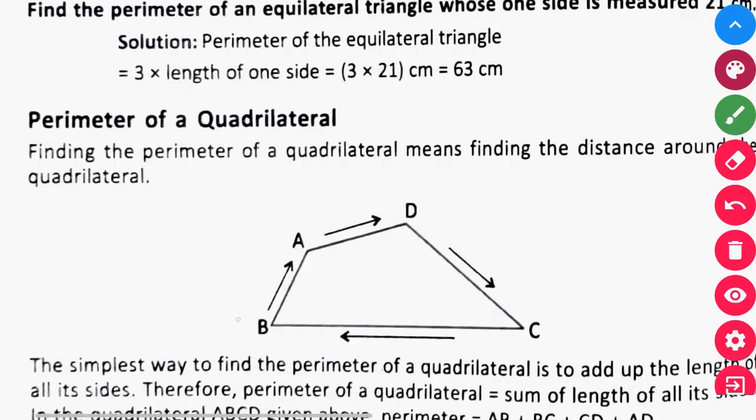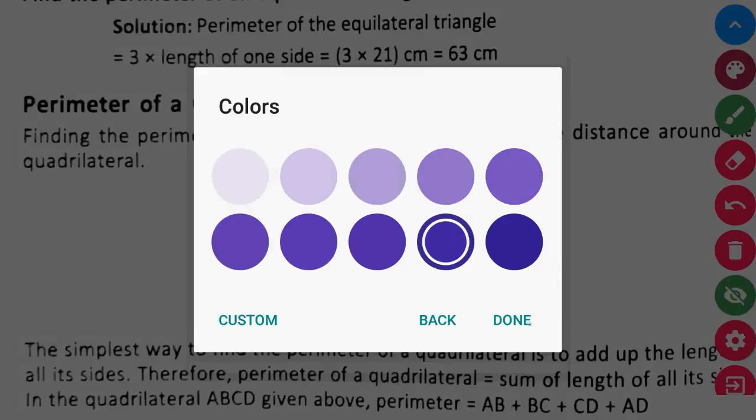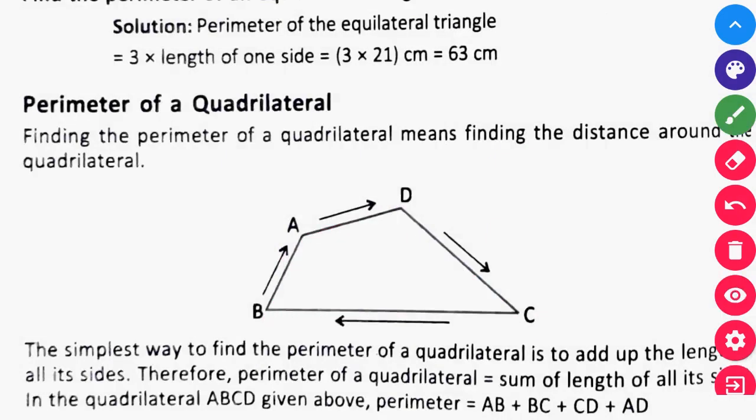Okay, now talking about the quadrilateral. While talking about the perimeter of a quadrilateral, if it is an irregular one, then just add all the sides: this side plus this side plus this side plus this side. But if it is a rectangle, then what will you do?